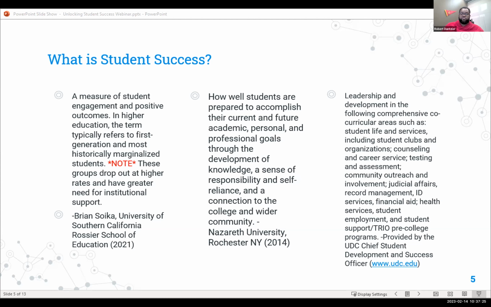Another definition, from Nazareth University in Rochester, New York, says it's how well students are prepared to accomplish their current and future academic, personal, and professional goals through the development of knowledge, a sense of responsibility and self-reliance, and the connection to the college and wider community. Here at the University of the District of Columbia, from what is provided by the Chief Student Development and Success Officer, it is leadership and development in the following comprehensive co-curricular areas, such as student life and services, including student clubs and organizations, counseling and career services, testing and assessment, community outreach and involvement, judicial affairs, records management, ID services, financial aid, health services, student employment, and student support and TRIO pre-college programs.